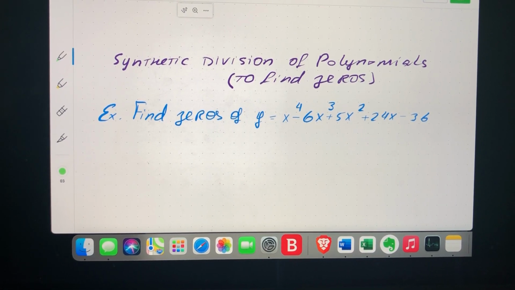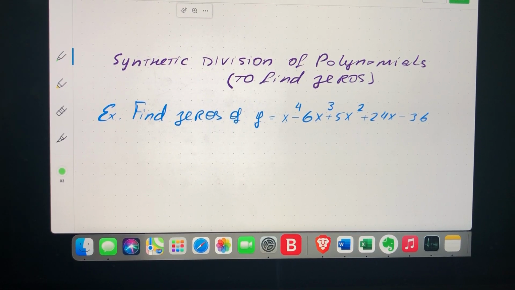Hello, in this video, let's talk about the synthetic division of polynomials. We can use synthetic division to find the zeros of a polynomial, and sometimes on the homework or on the test we would be asked to prove that some number really is a solution, and the only way to prove it mathematically is to use a division.